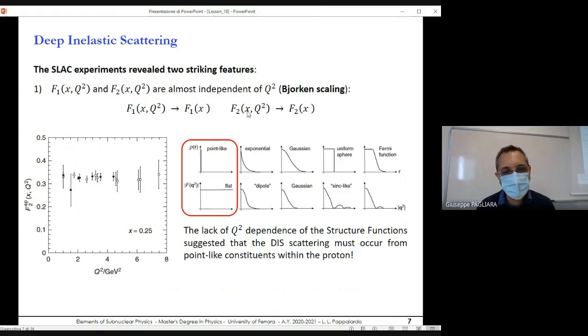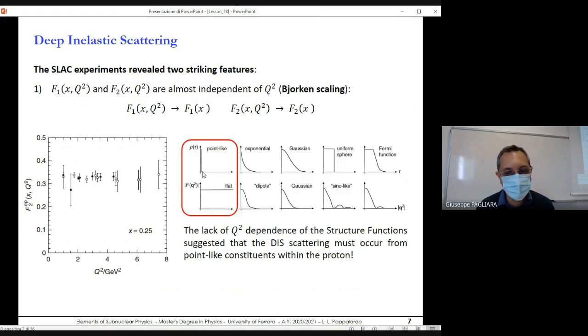As I was mentioning before, the two structure functions in DIS take the same role as the form factors in elastic scattering. And as we've seen yesterday, one can obtain the charge distribution of the proton by the inverse Fourier transform of the form factor. So we can in principle use the same idea here to draw some physics from this Bjorken scaling. If our Q-square dependence is flat, and we calculate the inverse Fourier transform, then what we obtain is a point-like distribution.